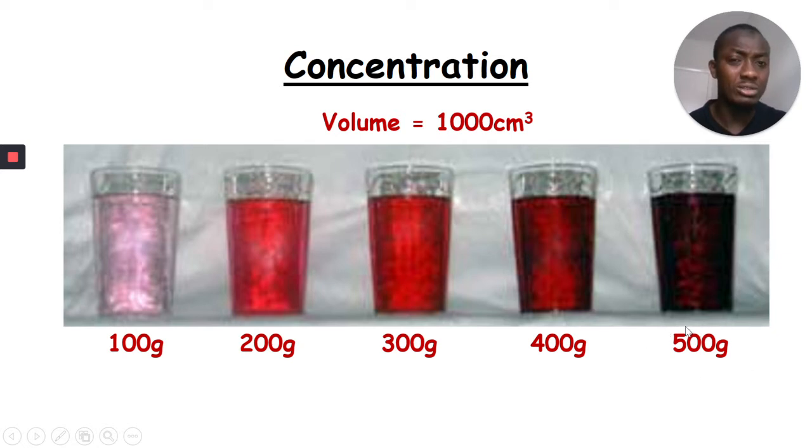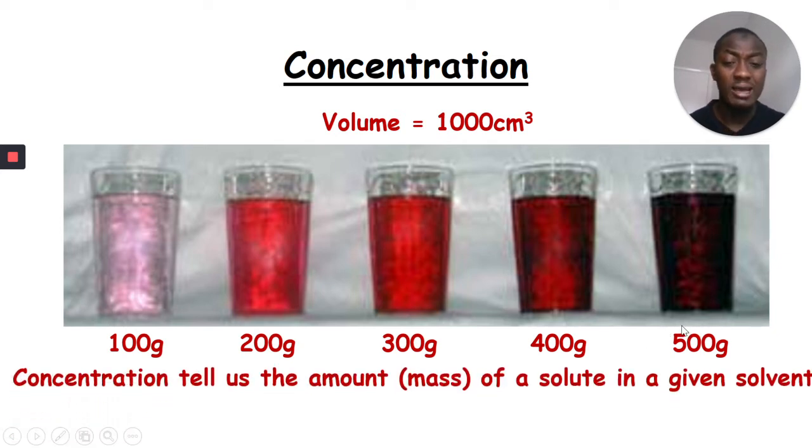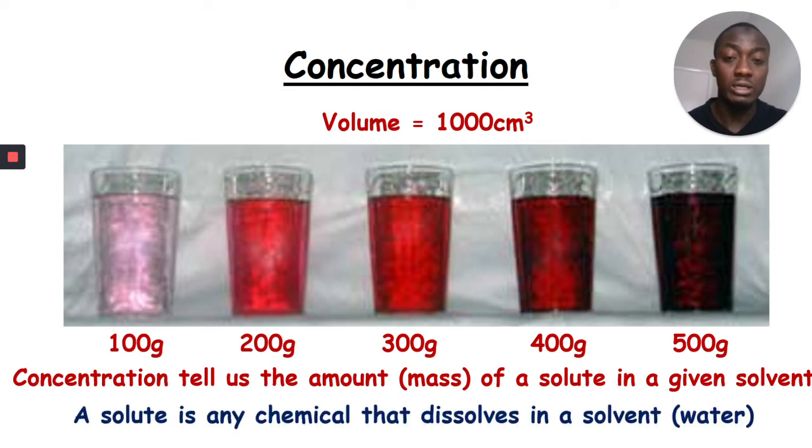So what is concentration? Concentration tells you how much, or the amount, you have of a substance in a given volume, and in this case it is 1000 cm cube. So it is the amount of a solute in a given volume. A solute is simply any chemical that can dissolve, and a solvent can be just water.